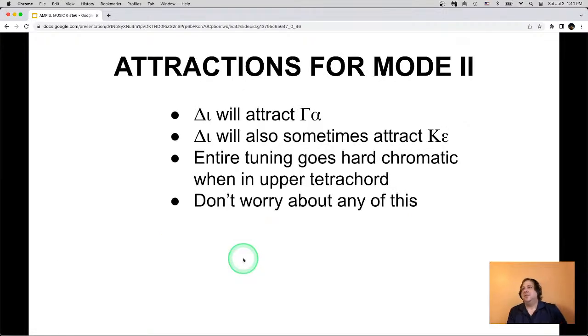Anyway, so the attractions for second mode, and this is also plagal second mode when it's on the, which is usually in the earmologic, the faster genre. So the will attract ga. It will attract it sometimes. It will also sometimes attract ge down, which will make it actually sound hard chromatic.